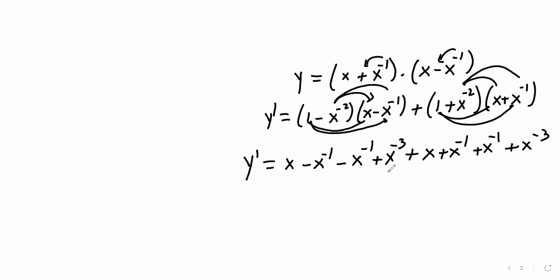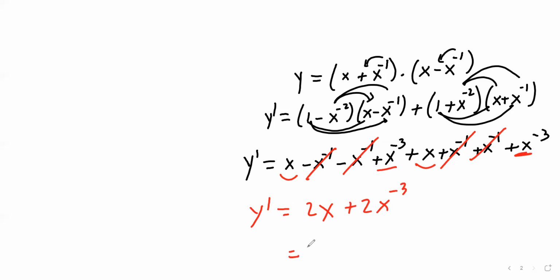this x to the negative 1 cancels this. This one cancels that because they have different sign. Now I can combine the like terms. So these two are like terms. So then y prime equals 2x. And these two are like terms. So then I'll get plus 2x to the negative 3.